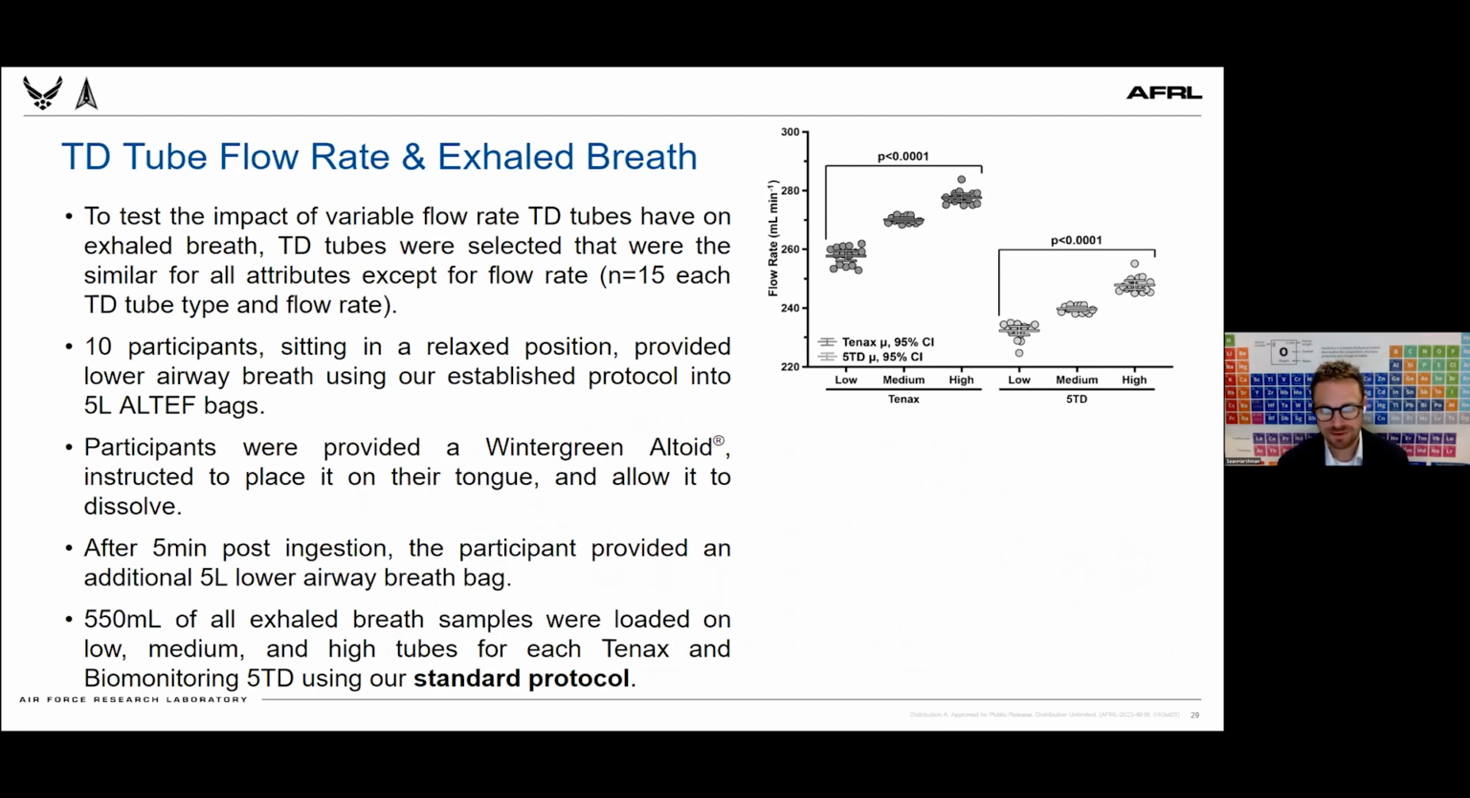We had 10 participants, and they sat in a relaxed position. They provided a breath bag prior to ingestion, and then we had them have a wintergreen Altoid and let it dissolve on their tongue. After 5 minutes, we had the participants provide an additional lower airway breath bag. Then we took 550 mils on each low, medium, and high tube for each 10X and the dual bed tubes, using our standard protocol where we pick a random tube and use that single flow rate measurement to transfer the volume and do the calculations.